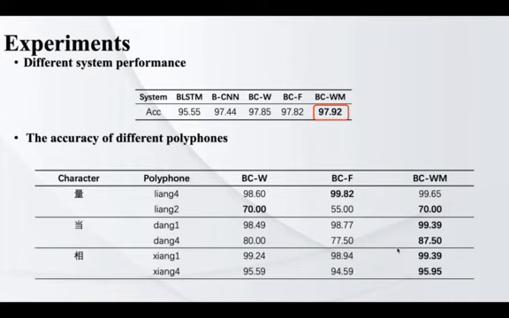And as for the imbalanced distribution, we can clearly see that the model which uses the modified focal loss and the Weighted-softmax gets the best performance among 3 systems. As seen in the polyphonic character liang, it gets the best performance among 3 systems.